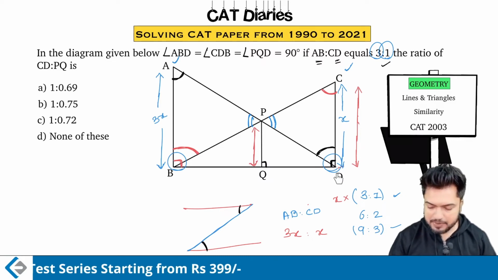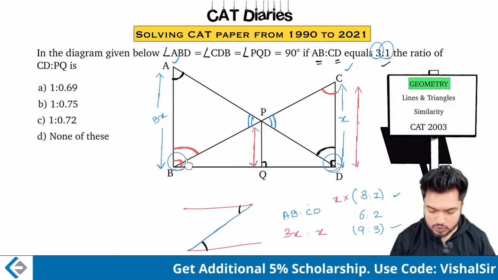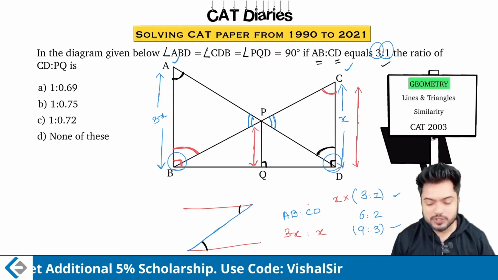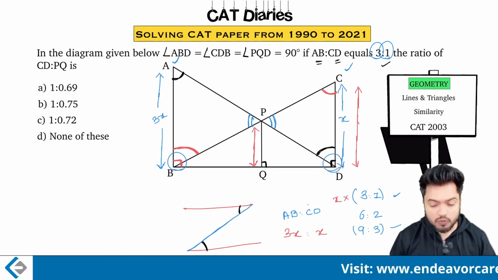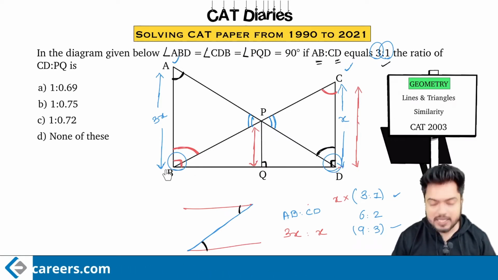I have AB is to CD there. So I will possibly get the ratio of this, which is CP is to PB. What will I do with that? Why do I need that ratio? Because eventually I need CD is to PQ. For that, I'll need this triangle PQB. You understand? PQB and CDB.